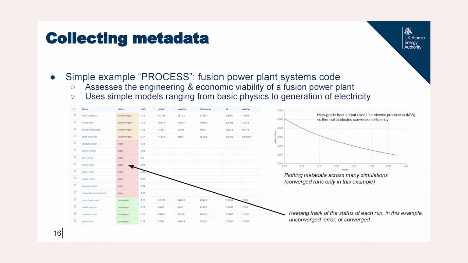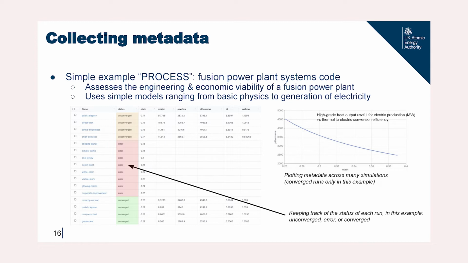We can see that some of the simulations, depending on the input parameters, didn't converge. Some just gave an error and completely failed, so they generated no other metrics or metadata at all. The ones at the bottom, which have the green in the converged column, actually work successfully. With this, you can keep track of all the different simulations and know which worked and which didn't, and which points in the parameter space didn't work.